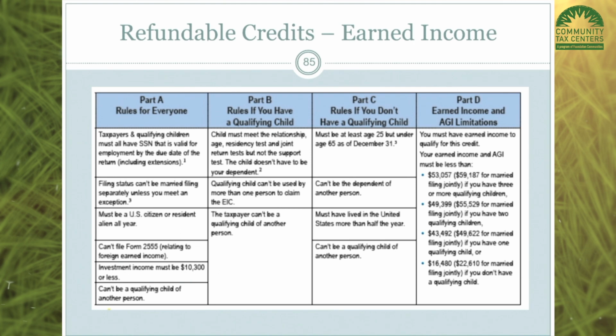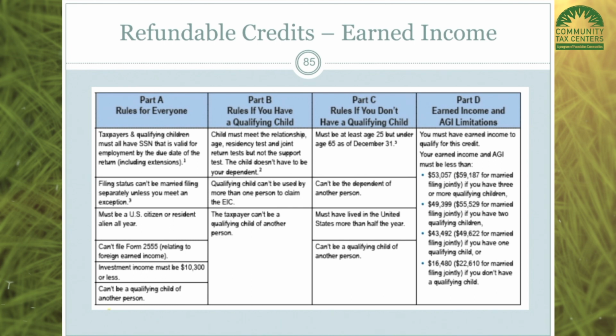They must be at least 25 years of age and under the age of 65 as of December 31st. So last year for 2021, the age was reduced to 19, but then there was no cap on the age. So somebody 65 or 70, even if they worked a little bit, they qualified for the earned income credit last year. They cannot be the dependent of another person, must have lived in the U.S. more than half the year, and again, cannot be a qualifying child of another person.